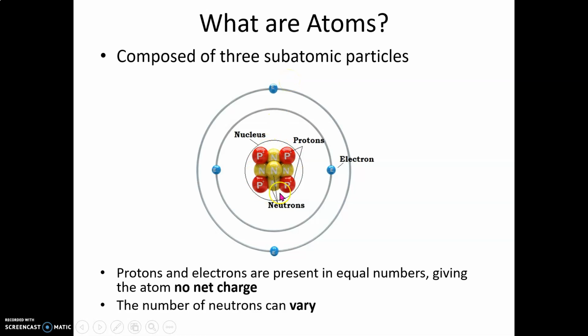So you have in your nucleus your protons with a positive charge and your neutrons with a neutral charge. In orbits around your nucleus are your electrons, with their negative charge. The number of protons equals the number of electrons in an atom, giving it no net charge.